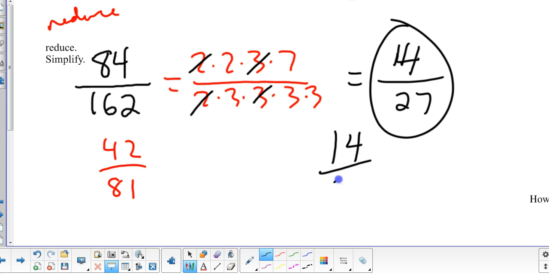Let me write this a little neater. Debatable. 14/27. And the question I pose before you is, how much fun is that? Really? That's so much fun. The answer is so much fun.